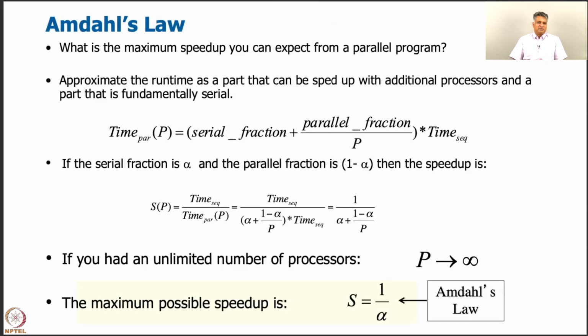So we will now come back to Amdahl's law. What is the maximum speed up that you can expect from a parallel program? We had discussed this earlier. The speed up depends on the serial fraction of the program, alpha. The maximum speed up when you use P processors is 1 over alpha plus (1 minus alpha) by P, where alpha is the serial fraction of the program. If we have unlimited processors, that means P tends to infinity, the maximum possible speed up is 1 over alpha, and that is essentially Amdahl's law.